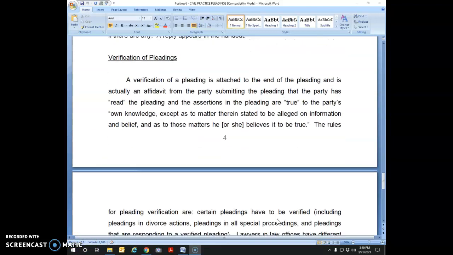Finally, on this video, we're going to talk a little bit about verification of pleadings. And you can see in the complaint that there was a verification added to the complaint. And what is a verification of a pleading? It's actually an affidavit from the party submitting the pleading, in this case the plaintiff, that the party has read the pleading and what's contained in the pleading is true to the party's own knowledge, except as to matters therein stated to be alleged on information and belief, and as to those matters the plaintiff believes it to be true.